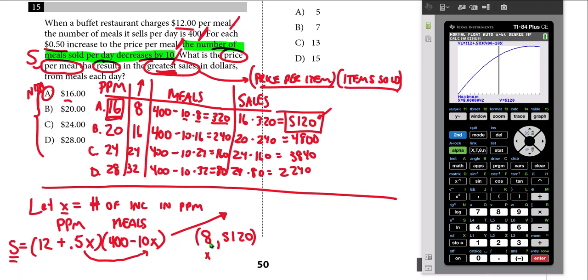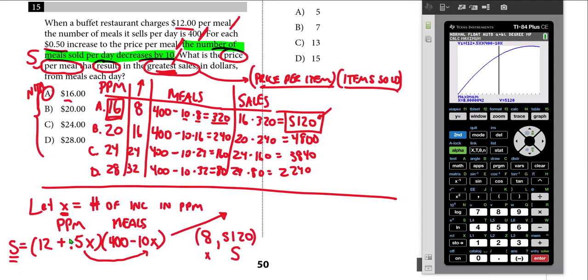Now remember what the 8 and the 5120 are. Obviously 8 is my x coordinate. And remember what x was. It was the number of increases of 50 cents in the price per meal. And the 5120, which is the y coordinate, but in this case it's s, it's the number of sales. That's my maximum sales. Having done the NITAS, some of this should make sense. I can see the maximum sales was 5120, and answer choice A.